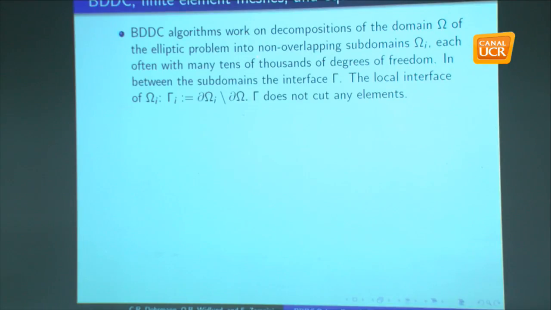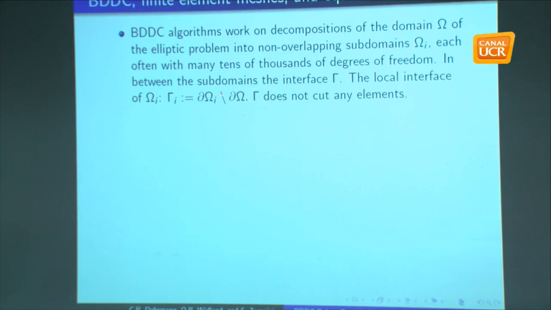So now, if you look at the subdomain, nowadays we run a subdomain problem on a separate computer processor, typically in a distributed or parallel computer. And nowadays we have tens of thousands of degrees of freedom for each of these, and then we have a huge number of subdomains. So between the subdomains, which do not overlap, we have an interface.